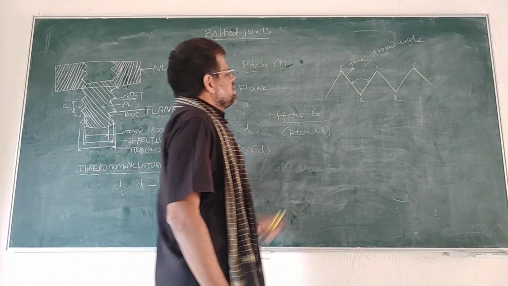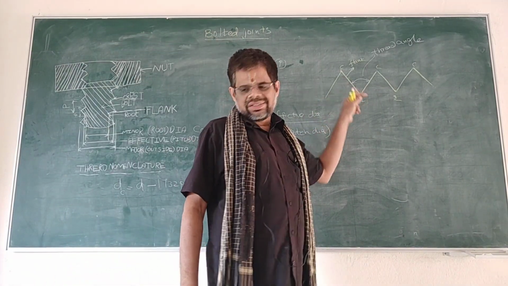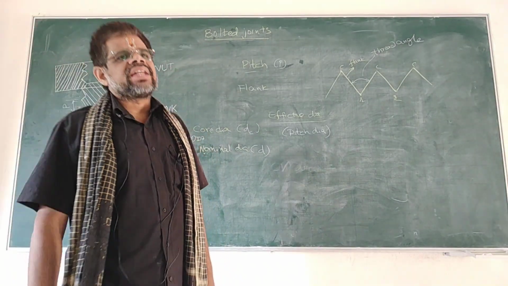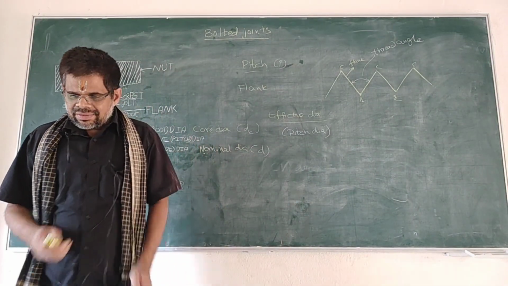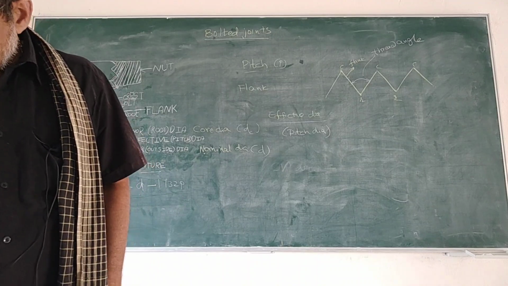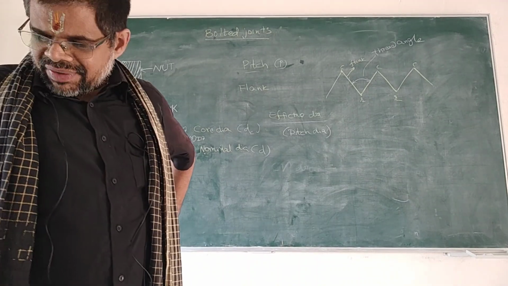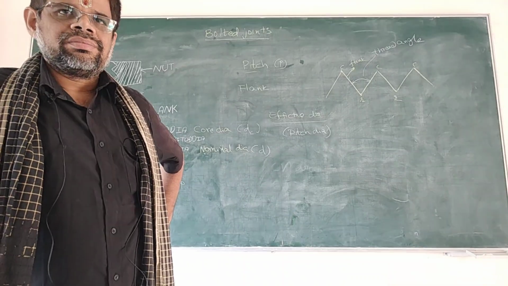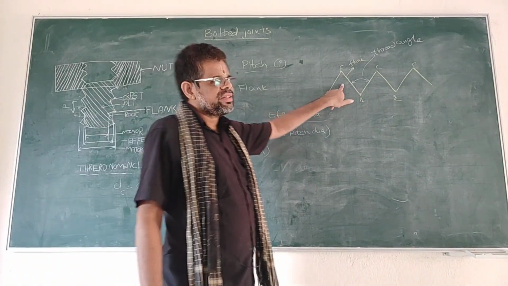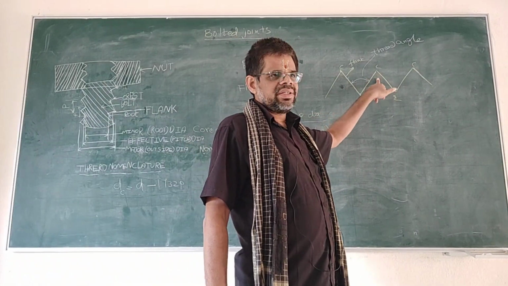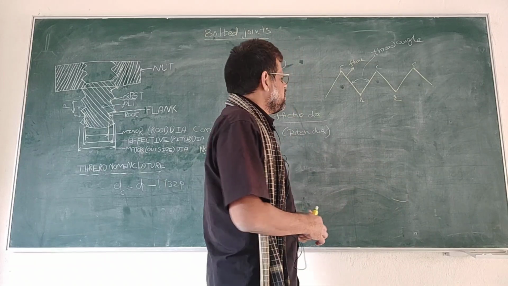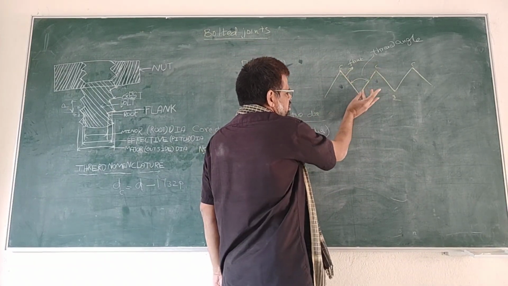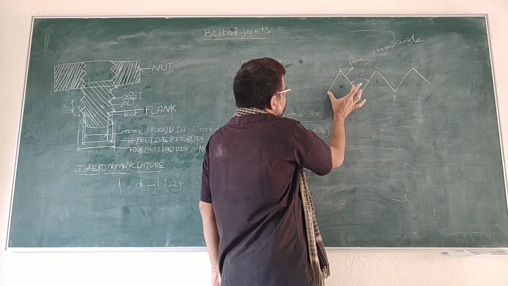So it is the diameter where the width of the tooth is equal to the space between the successive teeth. See, this is one tooth, this is another tooth. The space between the successive teeth is this, and this is the width of the teeth.